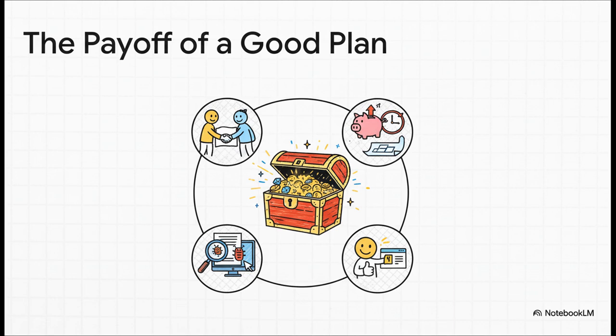And the payoff is just massive. You save an incredible amount of time and money. I mean, it can cost 10 times more to fix a bug once it's already in the code than to just fix a typo on paper. You get rid of all that friction between the teams and the client, but most importantly, you make sure that the final product is exactly what the user actually needed all along.